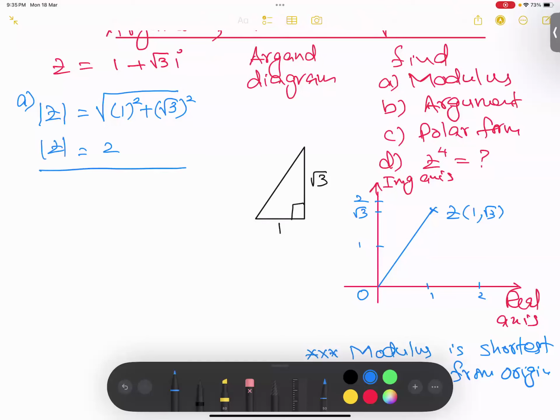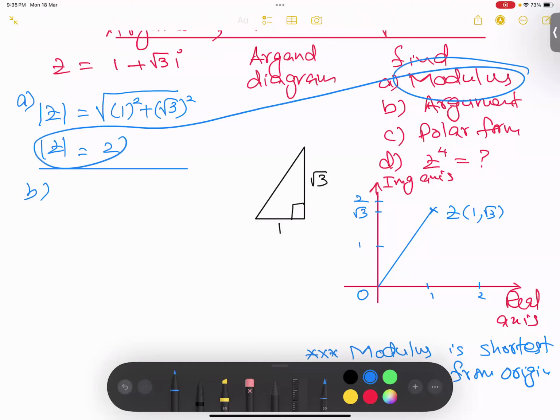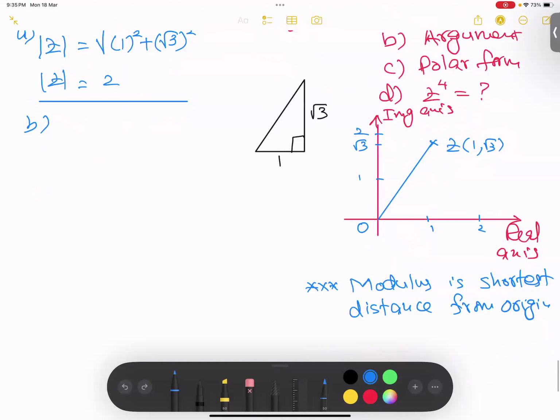So the first part, Alhamdulillahi Rabbil Alameen, is finished. So this is the modulus. Modulus is over. So in short, what is the definition of modulus? I mentioned here, the shortest distance from the origin is called the modulus. The first part is done. Alhamdulillahi Rabbil Alameen.